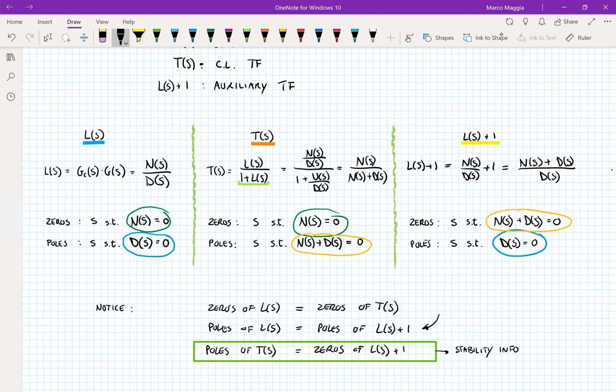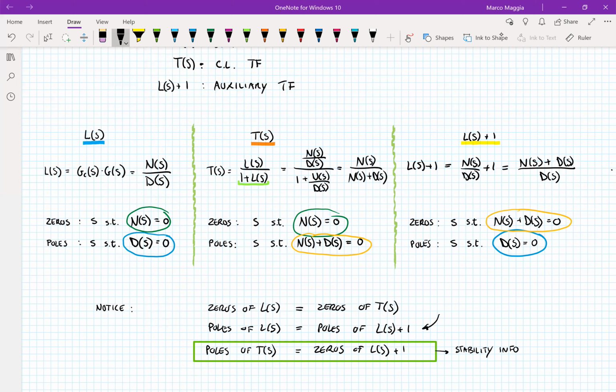You know exactly where the zeros and the poles of L are. So if we can get the information that we have about L of s and infer something about the closed loop transfer function that is T of s, that's golden. That's what we want to do.